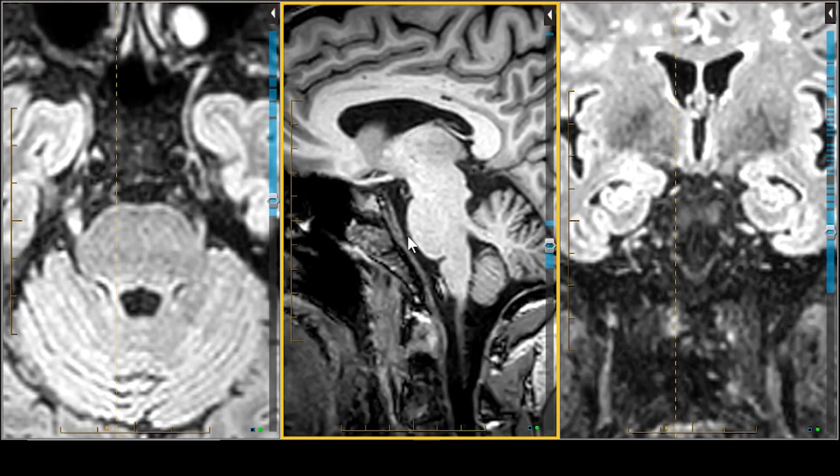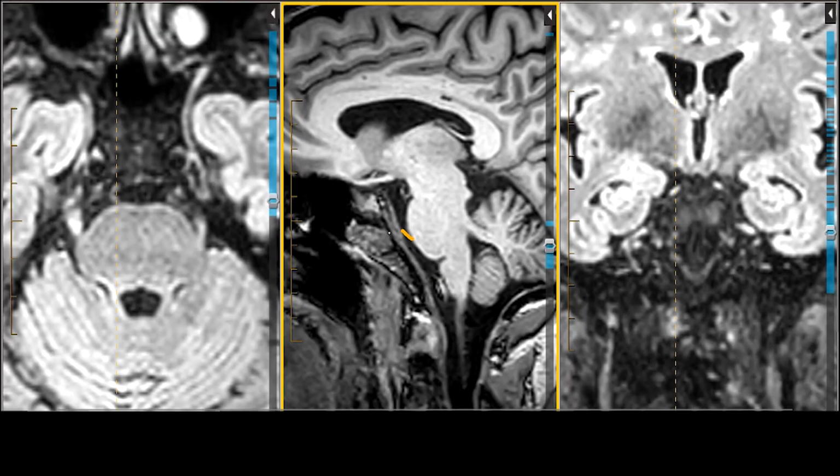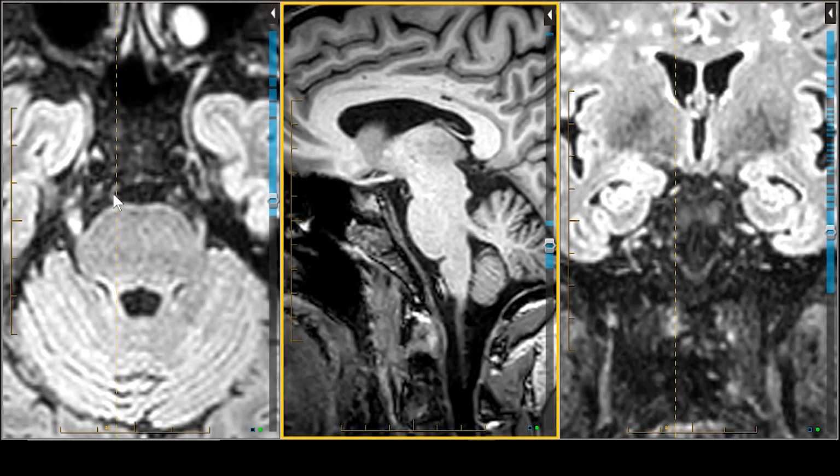Let's look at the sagittal. Now, it's not easily appreciated, so I'm just going to draw it. It's coming out of the pons, and it's working its way up. So the nerve doesn't go straight. It goes slightly craniad or slightly north, where it then follows a course into Dorello's canal before it reaches the cavernous sinus.